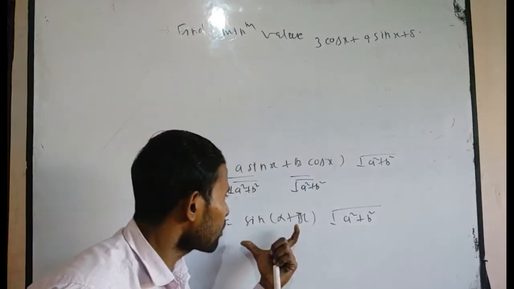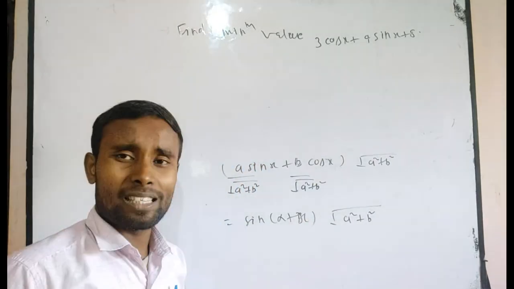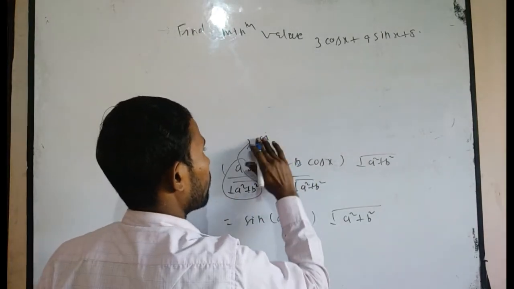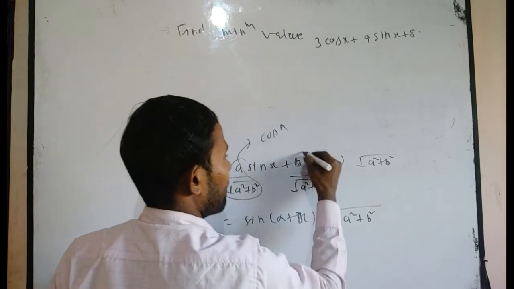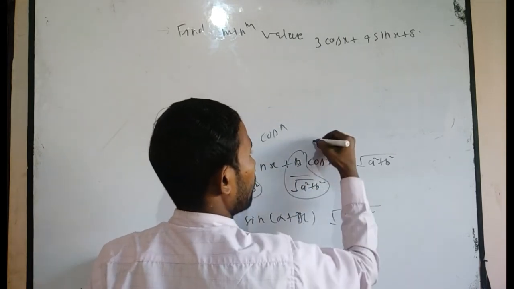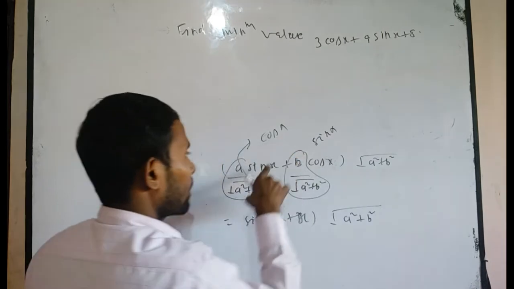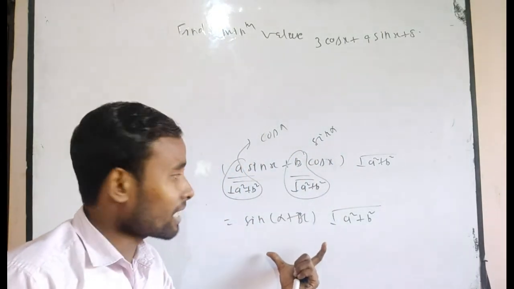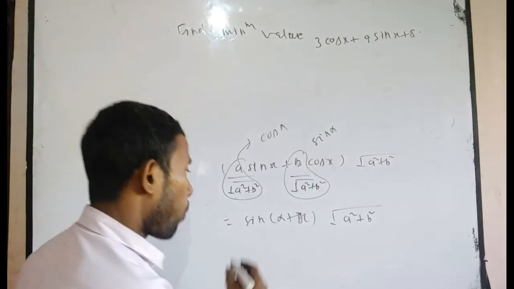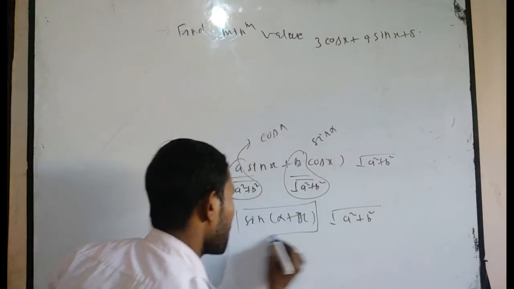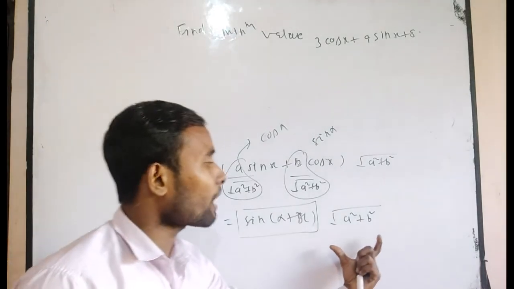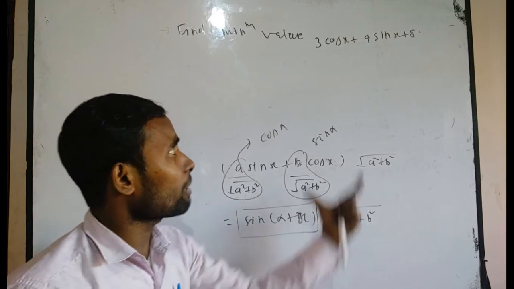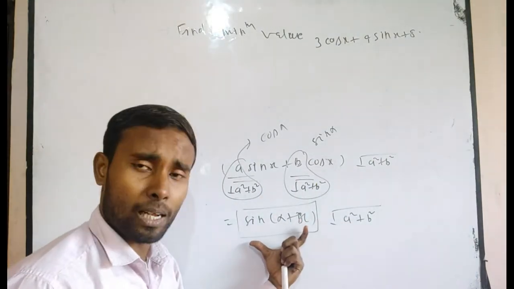So, what can you say about the maximum value of sin of alpha plus x? Here, a by root under a square plus b square is equal to cos alpha, and b by root under a square plus b square is equal to sin alpha. In this case, cos alpha into sin x plus sin alpha into cos x, that means definitely you can say sin of alpha plus x into root under a square plus b square. What can you say about the maximum and minimum value of this expression? Because root under a square plus b square is always positive, the maximum and minimum value of this expression depends only on this term.